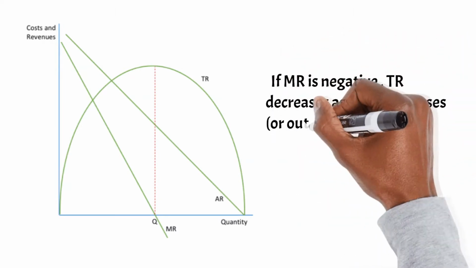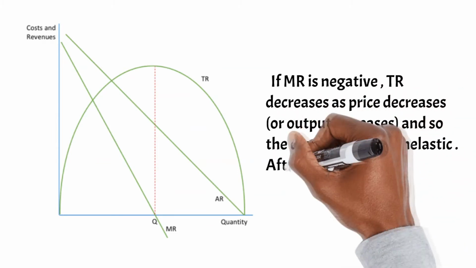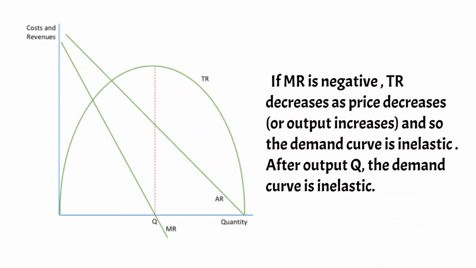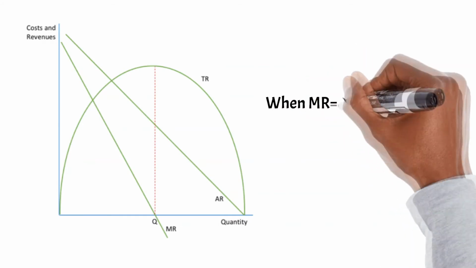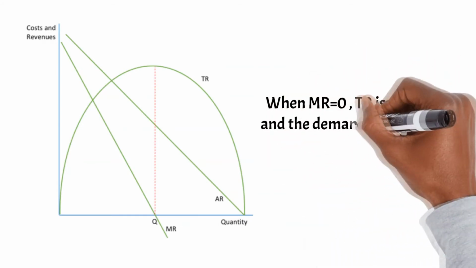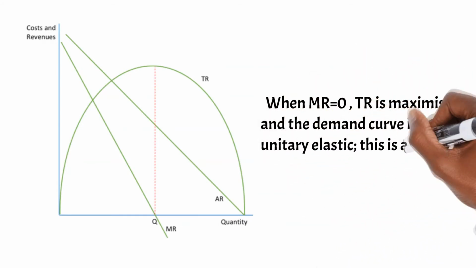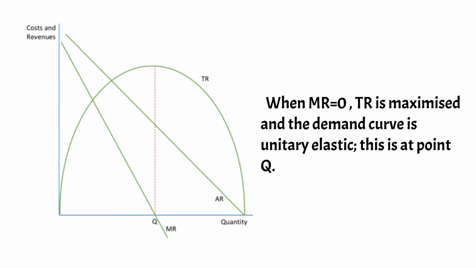If marginal revenue is negative, total revenue decreases as price decreases or output increases, and so the demand curve is inelastic. After output Q, the demand curve is inelastic. When marginal revenue equals 0, total revenue is maximized and the demand curve is unitary elastic. This is at point Q. This explains why the total revenue curve has a U-shape. At first, total revenue rises with output when marginal revenue is positive. But it then begins to decline when marginal revenue is negative.